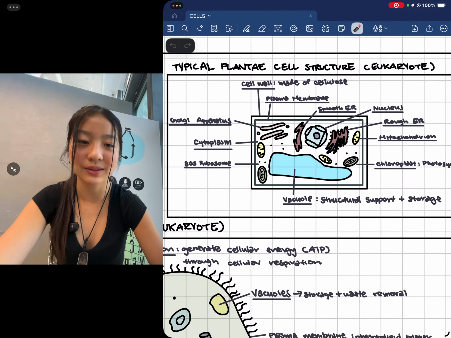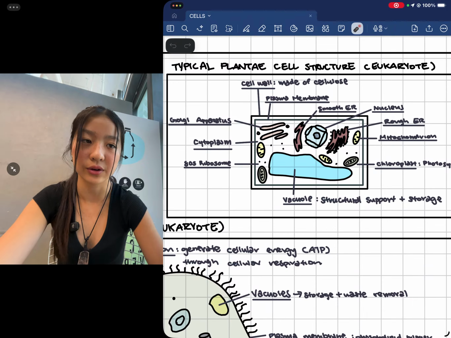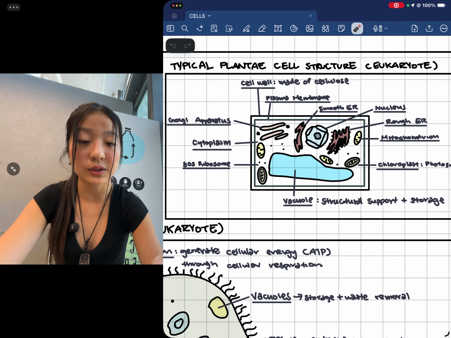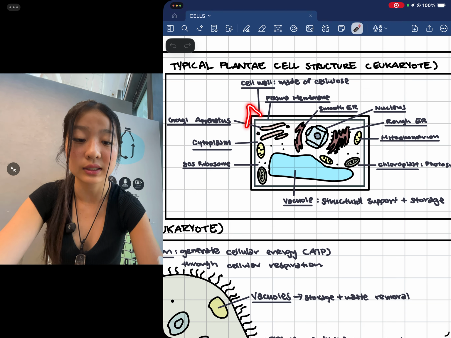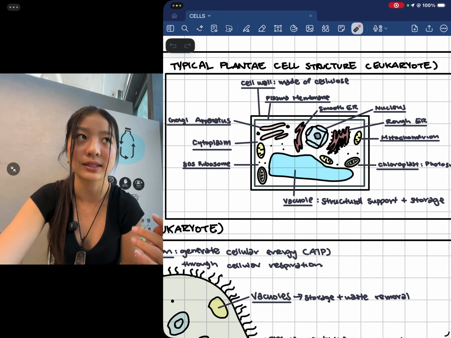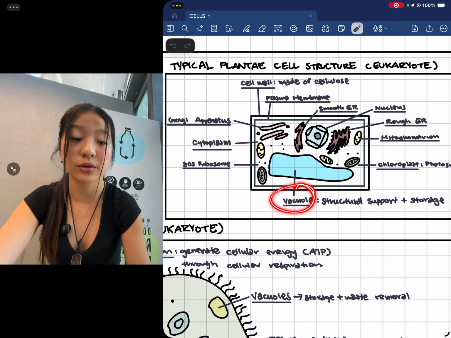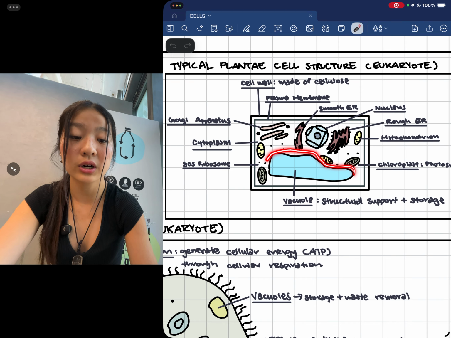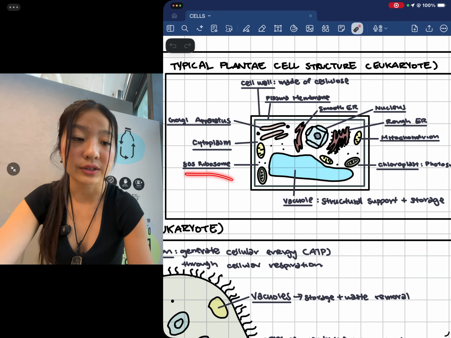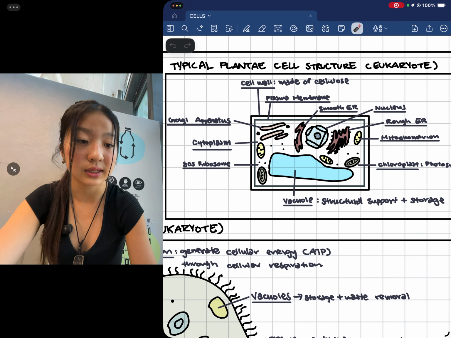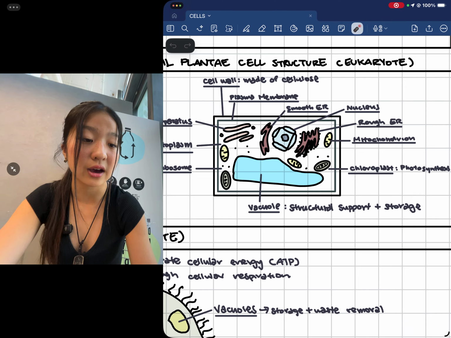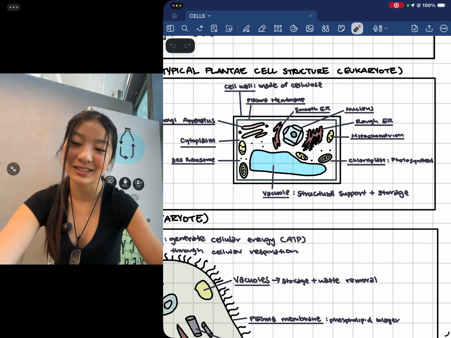Some differentiations between the eukaryotic cells are the plant cell structure. So plant cells have a cell wall, and this helps keep the plant cell nice and compact within a structural shape. They have a larger vacuole for structural support. And then again, they have 80S ribosomes, and everything else remains the same. And they have chloroplasts, which aid in photosynthesis.